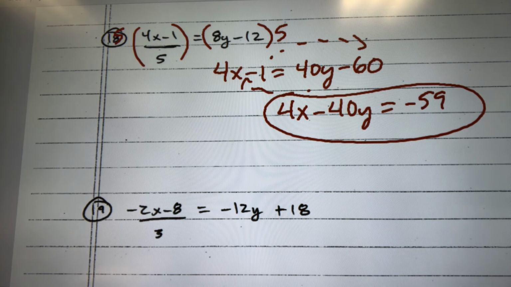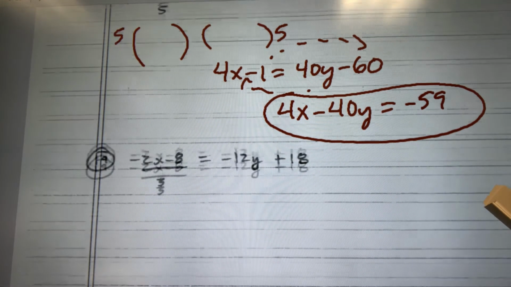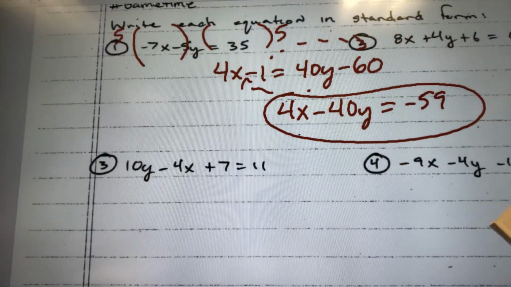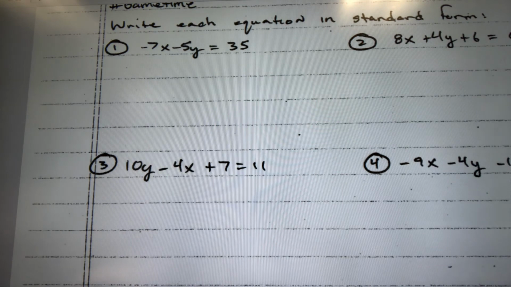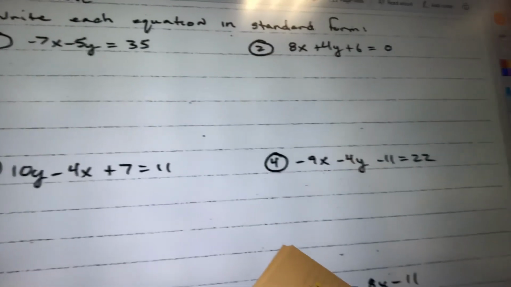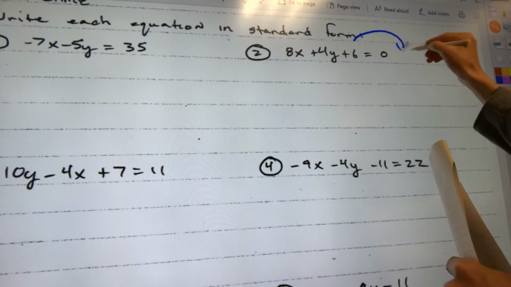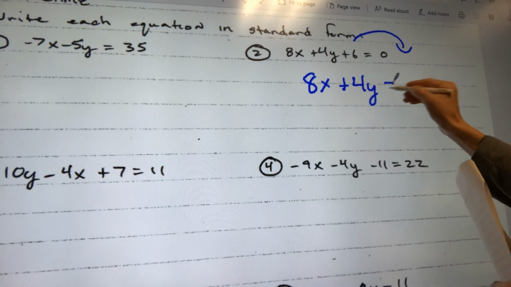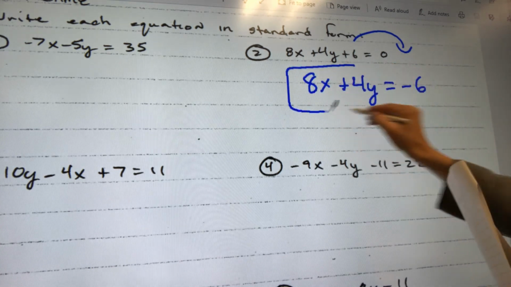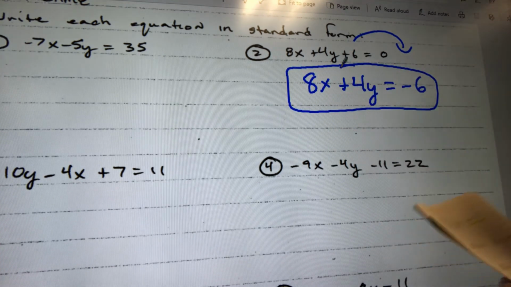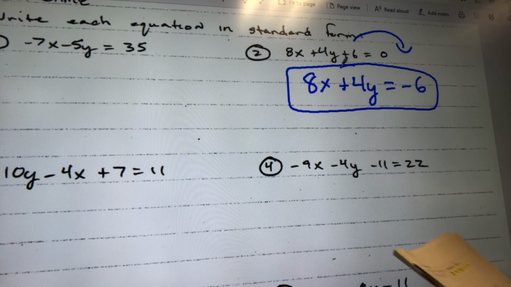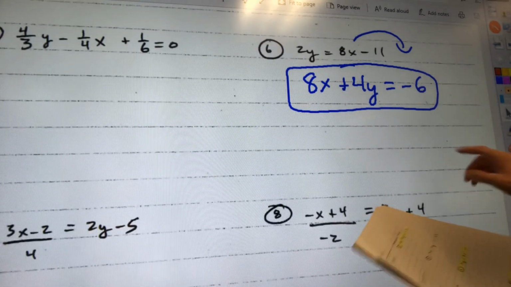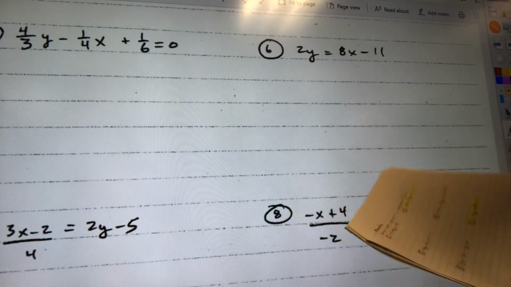Now we're on the hashtag game time section for 2-2. Let's go to page 10, write each equation in standard form. Number 2, very, very easy. Let's do 2 together. Just got to move that 6 over. You have 8x positive plus 4y, no fraction there, equals a negative 6. No fractions on x and y. X is positive. That is standard form. Perfect standard form. We talk about why standard form is important in chapter 3. Notice it's called standard form.